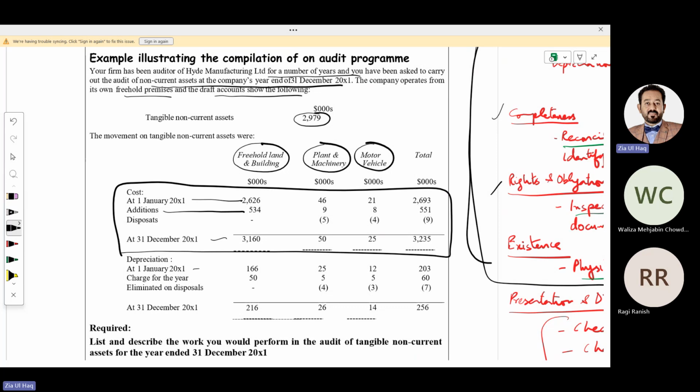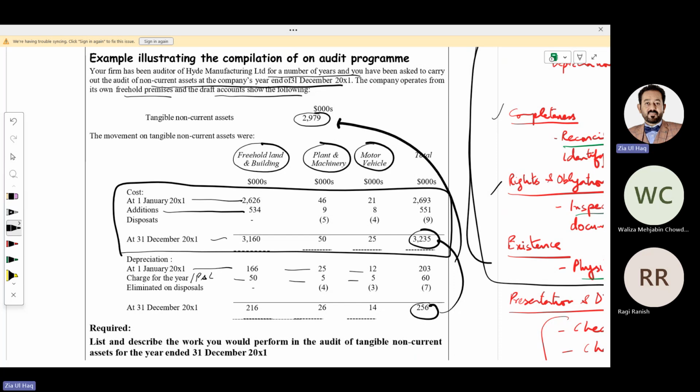Now the cumulative depreciation account detail: opening balances for all 3, the depreciation charge to P&L during the year for all 3, and for those 2 assets that were disposed, plant and machinery and motor vehicle, the elimination of depreciation on disposal, and their closing balance. And this is the closing balance of the cost account. This is the closing balance of the cumulative depreciation account. This is the balance in the balance sheet, in cost, accumulated depreciation, net book value.